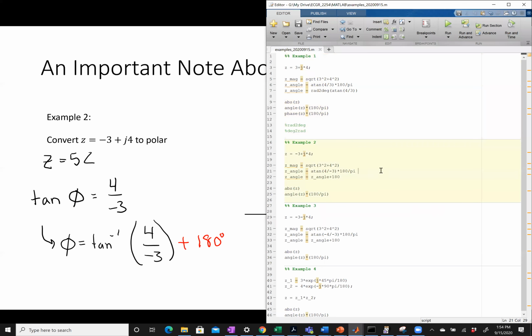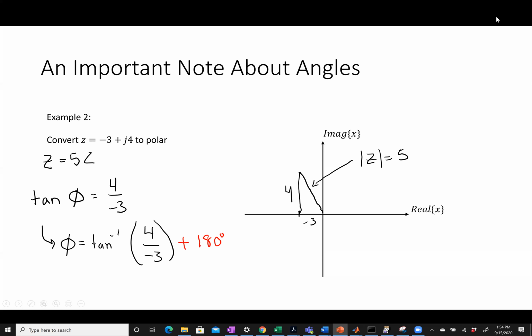In MATLAB, here's my example 2. I have negative 3 plus j4. If you look at it, what I did was essentially add 180 degrees to the angle. But the other thing I did was use a couple of functions that MATLAB has. I used this function called abs and this one called angle. MATLAB's function called angle computes the angle for you and takes care of whether it's in the second or third quadrant. So let's run that.